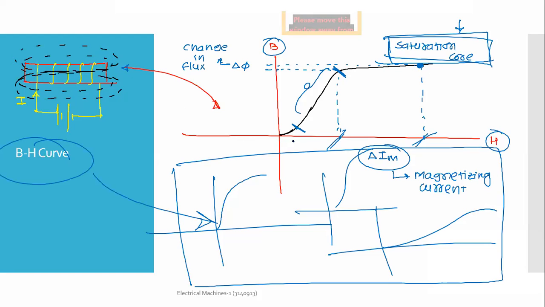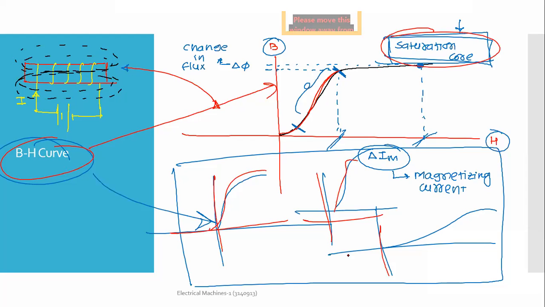If you do not operate in the saturation region, if you operate the core in the linear region, it will always follow this graph, this BH curve or this magnetizing curve. If not saturated, it follows the curve. But if it is saturated, it may happen that every time you excite the core, the magnetization can be completely different.